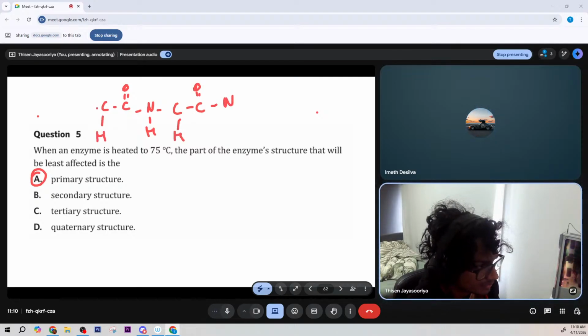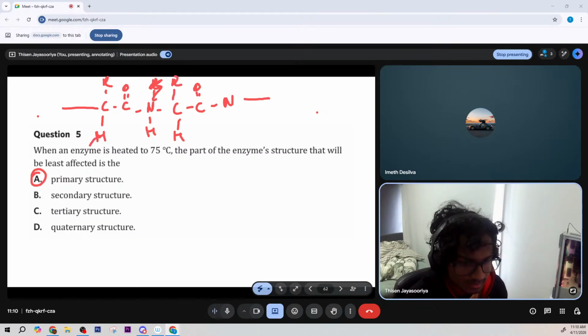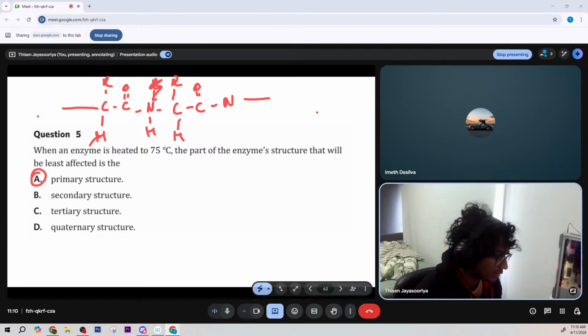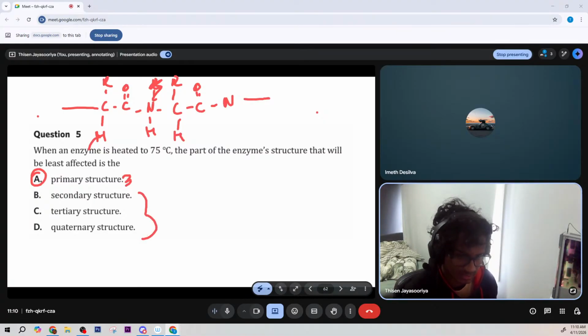So I'll just draw these out. This is what the backbone looks like, and here's our R group. These are very strong covalent bonds, very hard to overcome. So we don't have to worry about the primary structure breaking. It's more that the folding of the actual enzyme stuffs up.